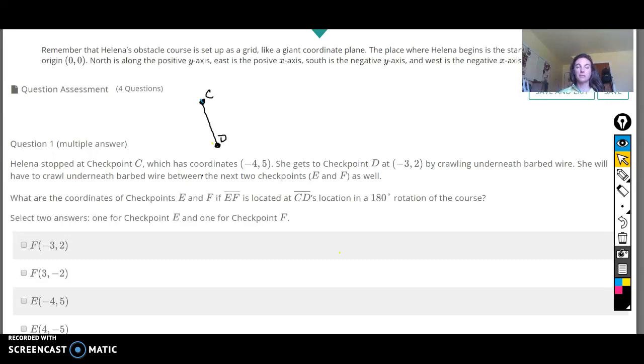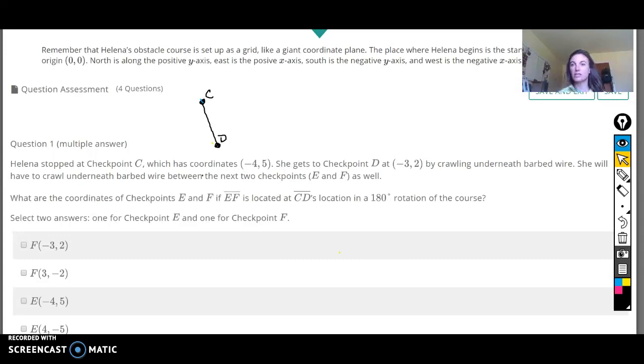So Helena stopped at checkpoint C, which has the coordinates -4 and 5. And then she gets to checkpoint D at -3 and 2 by crawling underneath barbed wire. She will have to crawl underneath barbed wire between the next 2 checkpoints E and F as well. What are the coordinates of checkpoints E and F if line segment EF is located at line segment CD's location in a 180 degree rotation of the course?